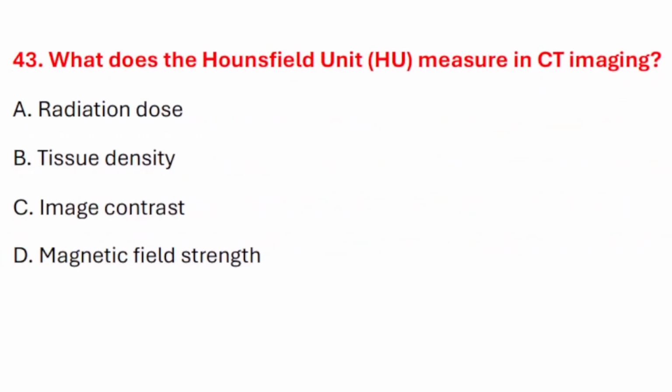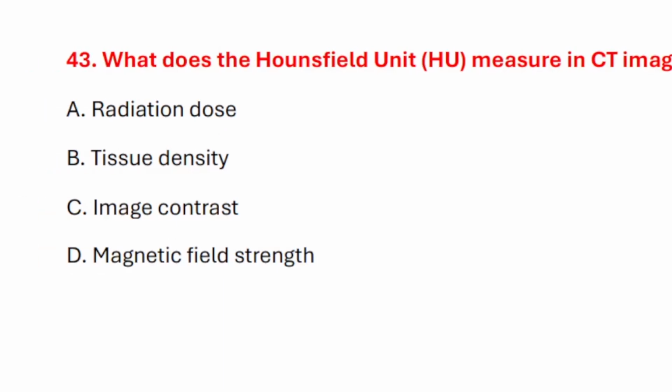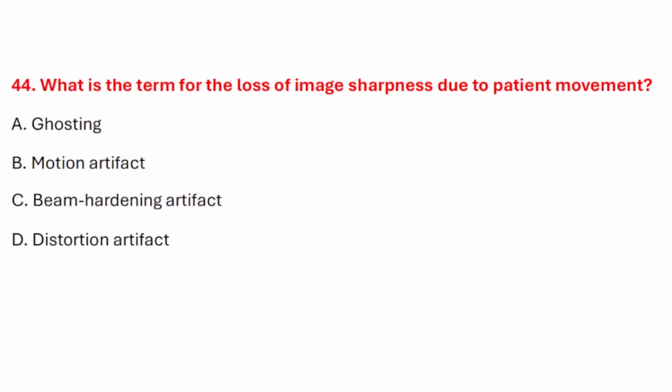Question number 43. What does the Hounsfield unit measure in CT imaging? Correct answer is option B, tissue density. Question number 44. What is the term for the loss of image sharpness due to patient movement? Correct answer is option B, motion artifact.